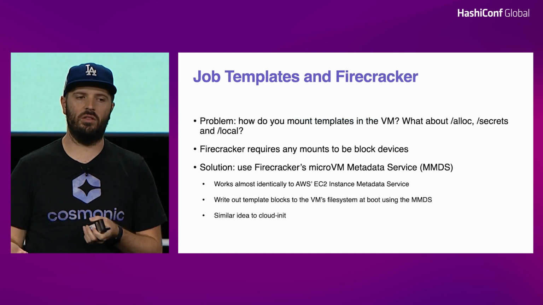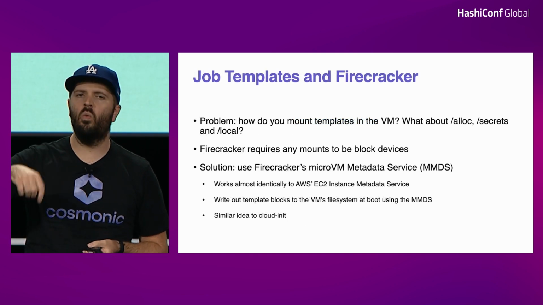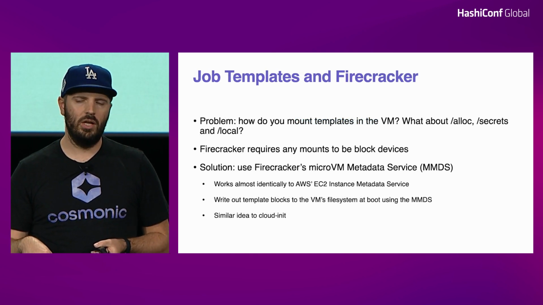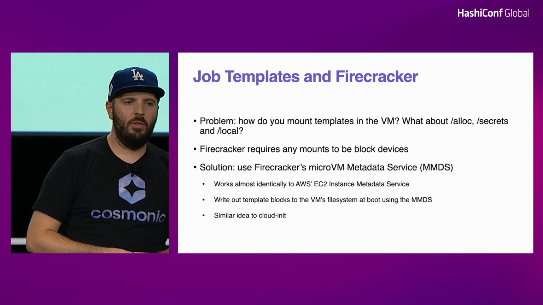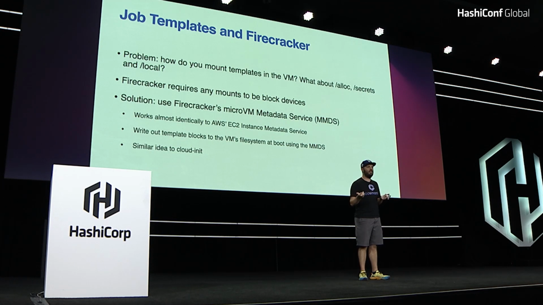So let's talk about one of the problems we face. This is just one example of something we had to do, and we're going to dive deep into it, but there's many other things we could talk about here. The first thing is, how do you mount these templates in a virtual machine? You have your alloc and your secrets directory and local, what do you do to get all of that mounted? And the other problem was Firecracker requires these mounts to be on block devices.